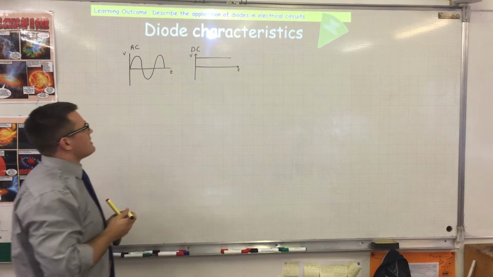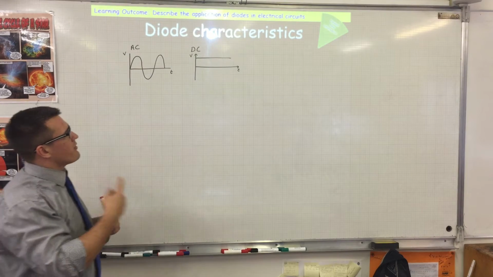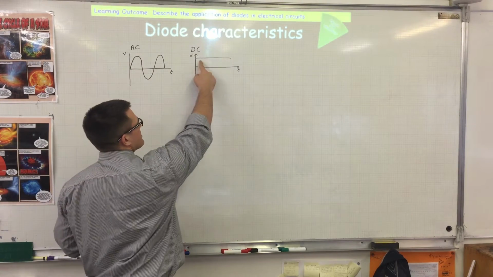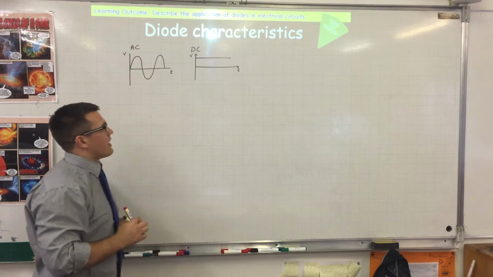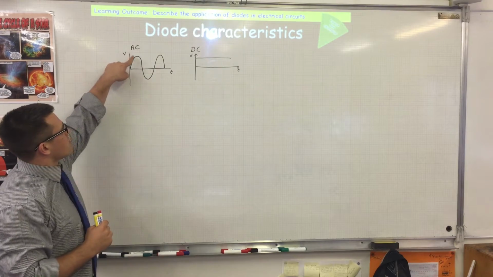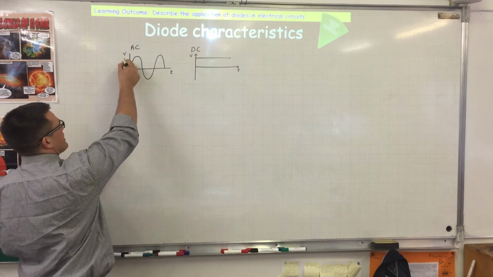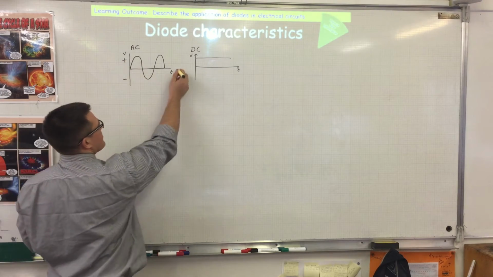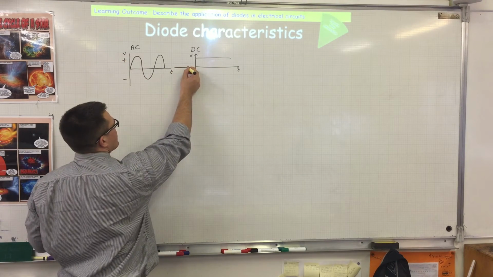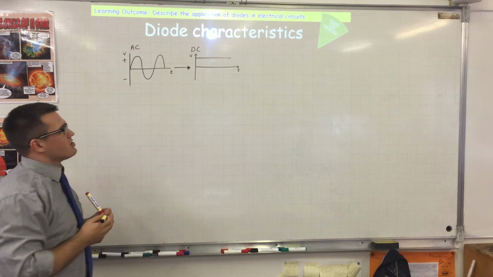So remember, DC, direct current, means that the current only flows in one direction, so it constantly goes as a flat line. Whereas AC, the current is constantly changing direction, which is why it goes from positive to negative. So the sort of purpose of this topic is how do we go from there to there in a circuit.